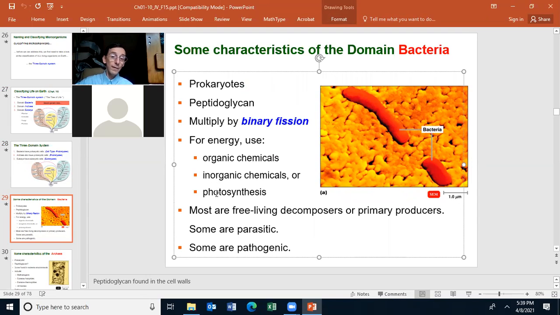Most of the bacteria are free living decomposers or primary producers, meaning they decompose things or they can make their own food by chemosynthesis or photosynthesis. That's what a primary producer is. They can make their own food. Some of the members of domain bacteria are parasitic, living off of another organism. And some of the bacteria are pathogenic. And that is a bacteria that can cause human disease, like Staphylococcus aureus is a pathogenic bacteria.